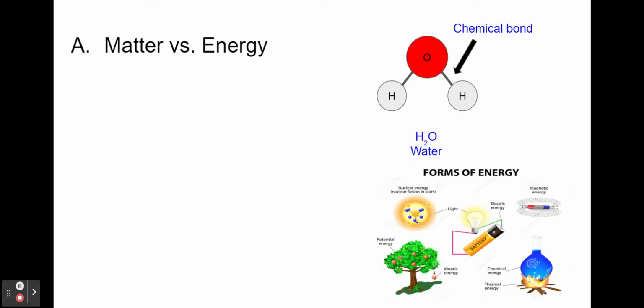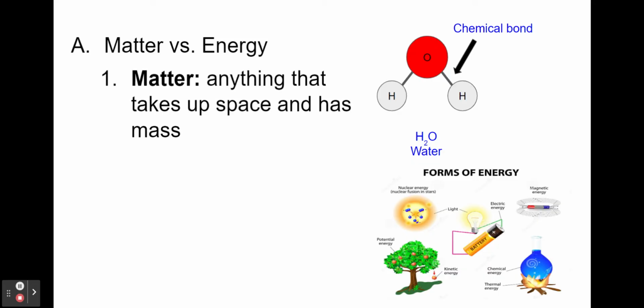Capital A, matter versus energy. And you'll learn so much more about this in chemistry next year, but let's start with the basics. Detail one, matter is anything that takes up space and has mass. Matter is made out of atoms. They're connected together into molecules. You can see on the right-hand side a water molecule that's made up of three atoms, one oxygen, two hydrogens, and those atoms are connected together by a chemical bond. So this is a structure that's pretty typical to matter. It's made of atoms connected together into a molecule.